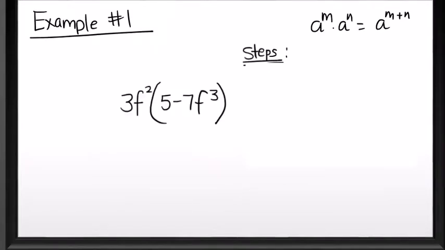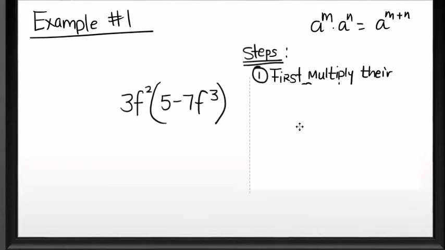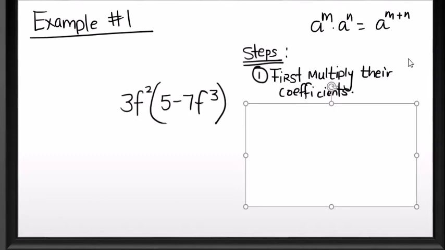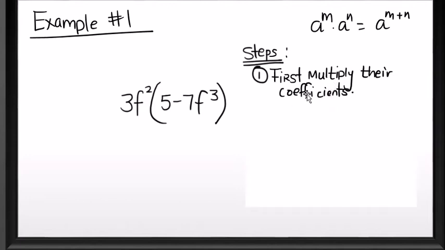Alright, so let's work on example number 1. This is the question we will be doing right here. Before we do that, I'm going to show you the steps that you need to follow when you multiply one monomial by another. Step number 1 says, first multiply their coefficients. What's a coefficient? A coefficient is a number that is in front of the variable. That is called the coefficient.